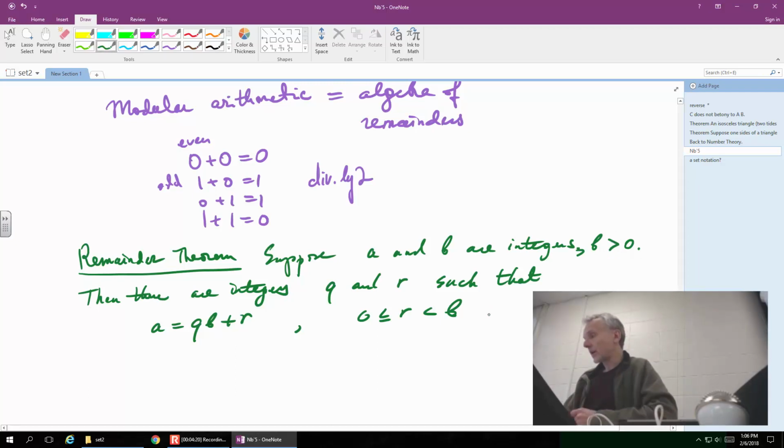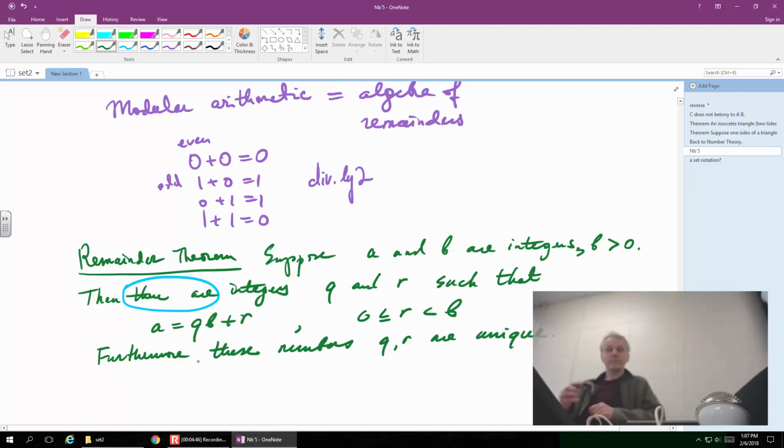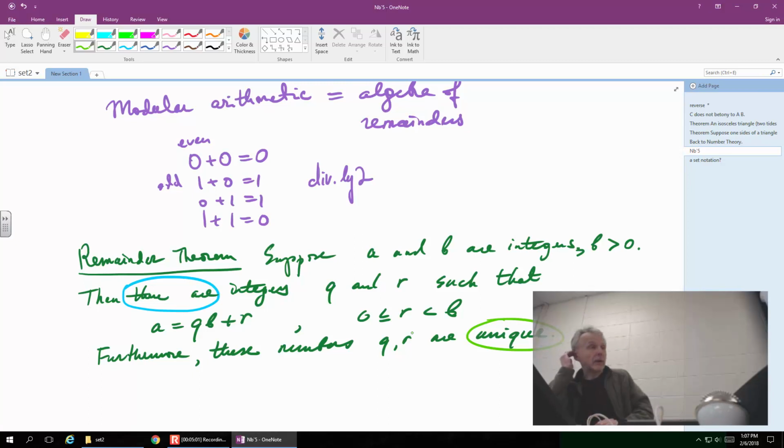Okay. And then the second part. So that is the existence. As you can see, this is the existence right there. And then the second one is the uniqueness, as is frequently the case. So you say furthermore, these numbers Q and R are unique. Okay. So once again, the two typical statements, parts of a theorem: existence and uniqueness.